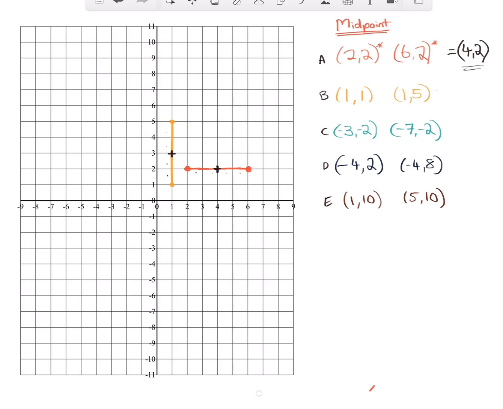Now, what are the coordinates for that black plus? It's above 1 and it's level with 3. So it's 1 and 3. And that's our answer. So I'd like you to try and do C, D, and E. They're the last 3 for today.